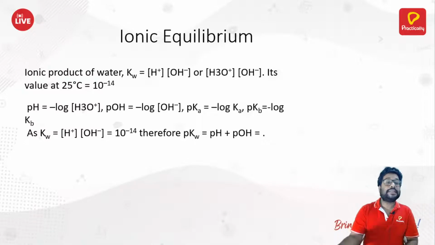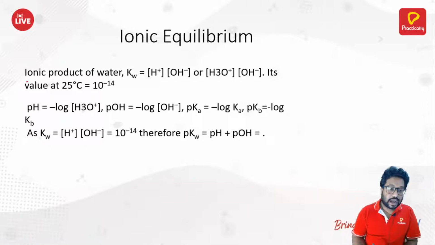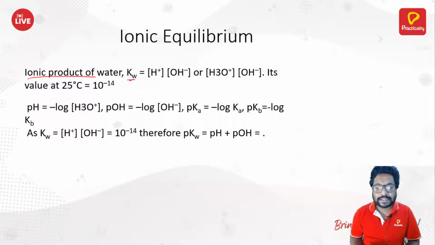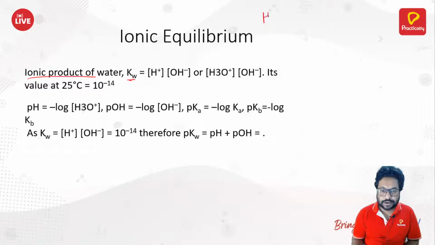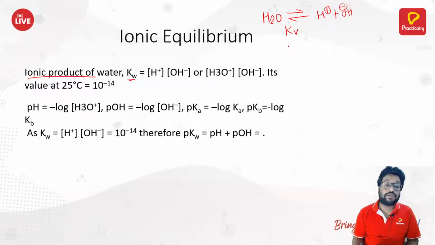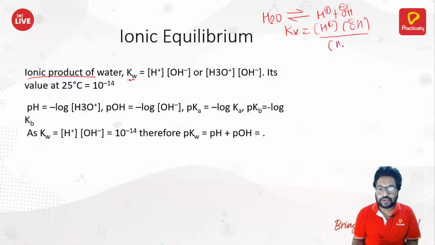Next is the ionic product of water. Now, ionic product of water, Kw, is what? How does water dissociate? If I write its dissociation in the classical way, we would write H2O as H plus plus OH minus. Then your dissociation constant, just write K only. K is equal to concentration of H plus times concentration of OH minus, divided by concentration of H2O.